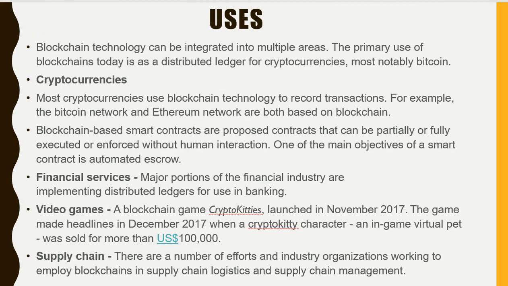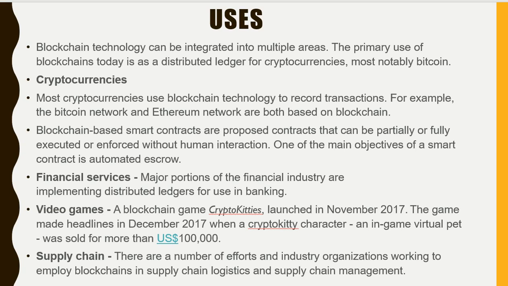Now the uses of blockchain. You can see that it is used in multiple areas, such as a distributed ledger for cryptocurrency, that is Bitcoin, which is the most notable use. Most cryptocurrencies use blockchain technology to record transactions. Examples are the Bitcoin network and the Ethereum network. Then blockchain-based smart contracts are proposed that can be partially or fully executed or enforced without human interaction. It can also be used in financial services, video games, and supply chain.